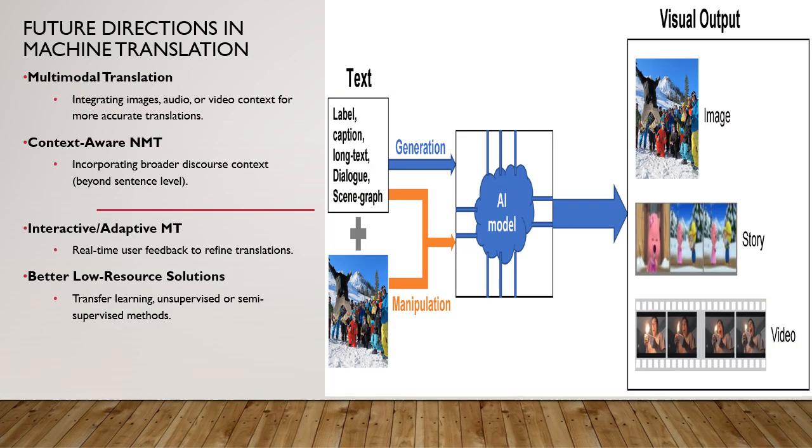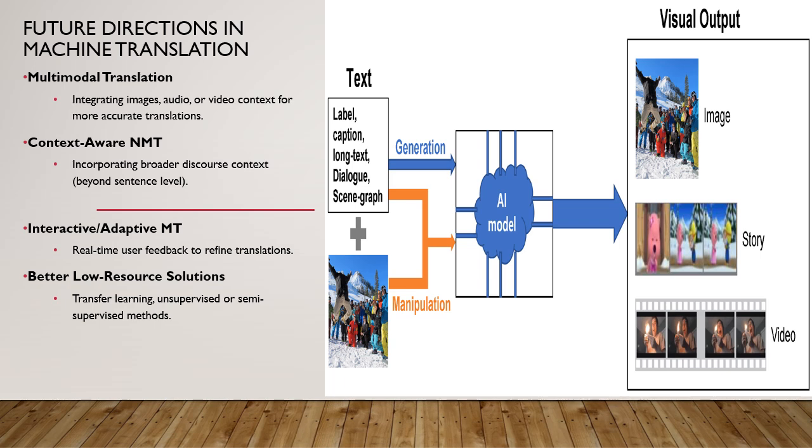Now we'll see the future scope of machine translation. It focuses on improving accuracy, efficiency, and multimodal capabilities. Now, going from 98% to 100%, that would be the future scope. First one is multimodal translation. It integrates text, audio, and images all together.